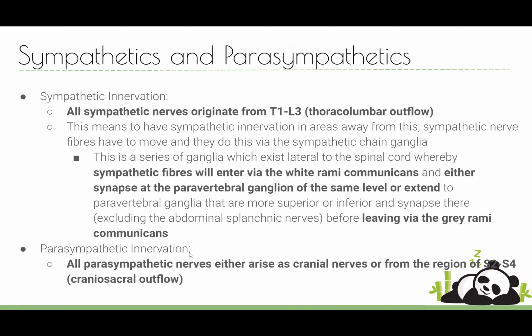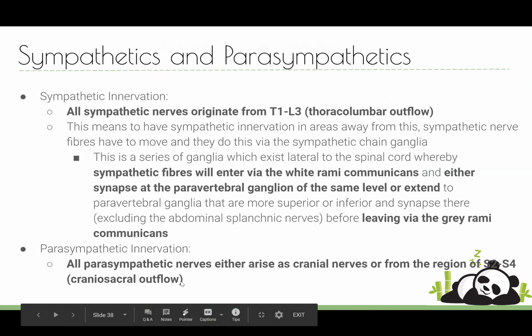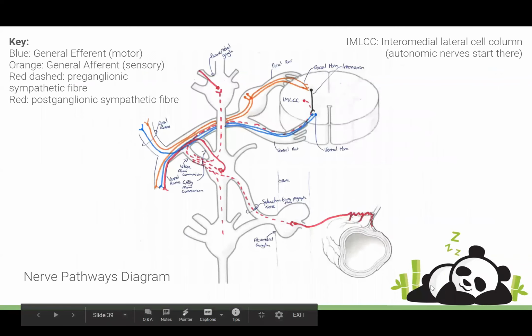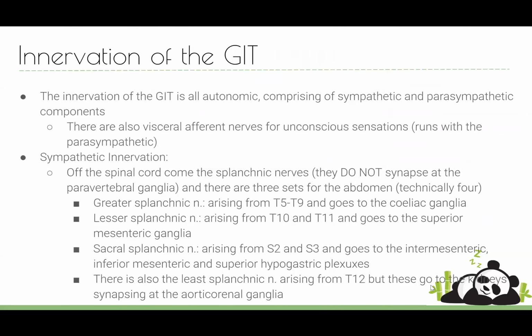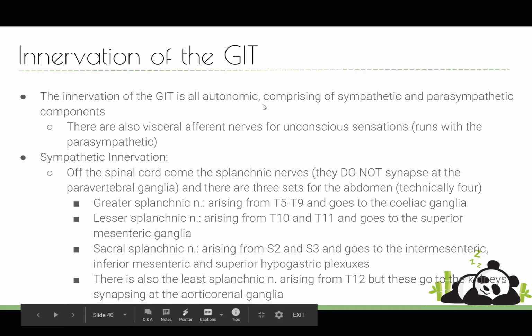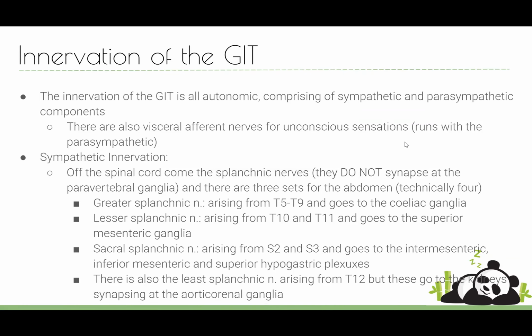I'm assuming yes. This is called craniosacral outflow because it's the cranial and the sacral outflow. Cool. So this is sort of the diagram. So innervation of the GIT is all autonomic and comprises sympathetic and parasympathetic components. There are visceral bits and pieces that are for unconscious sensations, and they run with the parasympathetic nerves.